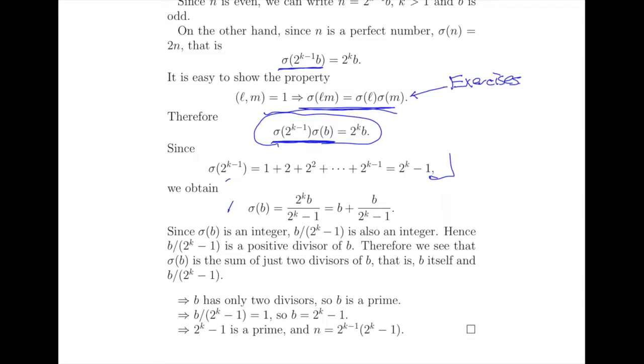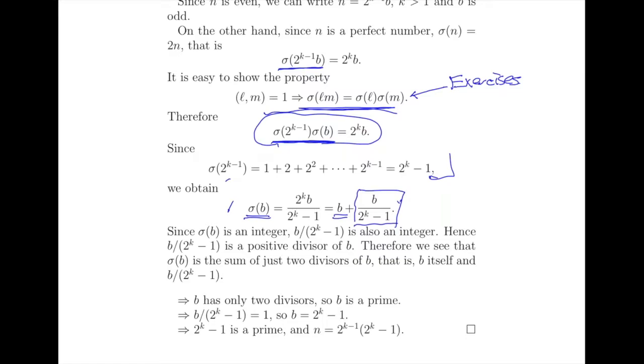So now, sigma b is of course an integer, and b is also an integer. So therefore, the remaining part here is also an integer. That means b can be divided by 2 to the k minus 1. And therefore, this is an integer, and moreover, this is a divisor of b.